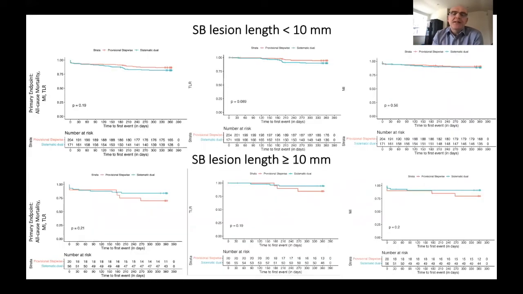So this is the first analysis looking at side branch lesion length. In the top panel, less than 10 millimeters. In the bottom panel, greater than 10 millimeters. So importantly, in the bottom panel, those longer lesions, we see relatively small numbers of patients at risk in the Kaplan-Meier curve, but we see a trend towards favoring systematic dual approach, but it is just a trend.